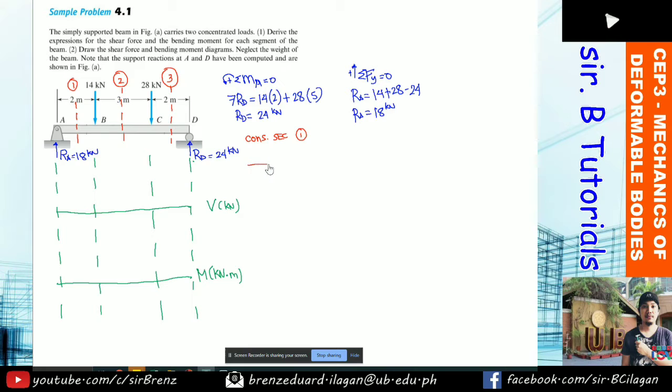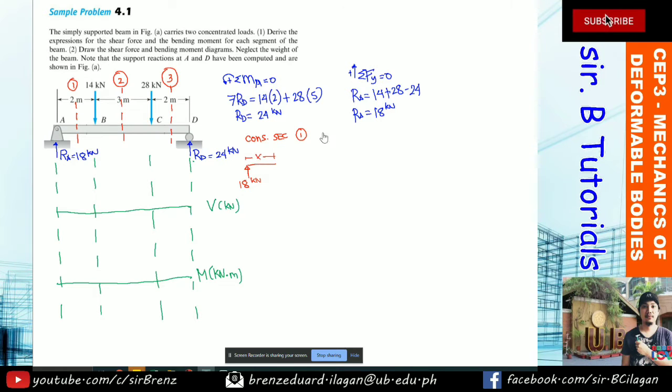So, gawin ko na lang siya free body diagram, ha? Dito sa point A, meron kang reaction A, which has a value of 18 kilonewton. So, itong distance na to, ayan. So, I will let this as my distance x.